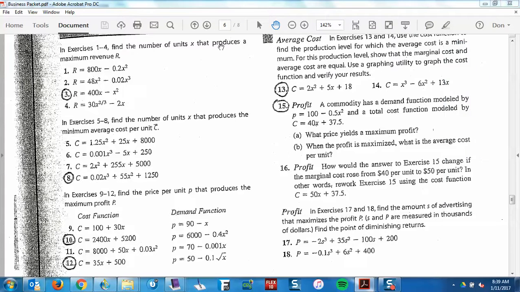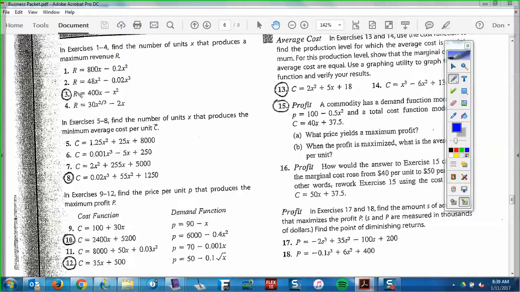On number 3, it says find the number of units x that produces a max revenue. Okay, so we're already on step 4. So if you were struggling with this, you were making it way too hard. The max revenue, they give me the revenue equation, so I just need the max amount. So I just need R prime equals 400 minus 2x. Set that equal to 0. 2x equals 400. x equals 200.